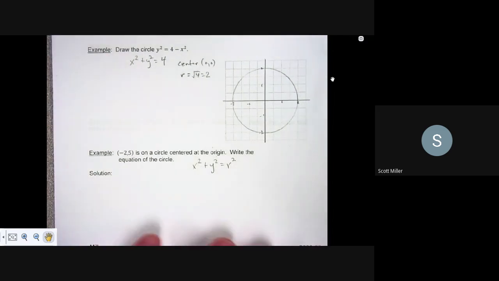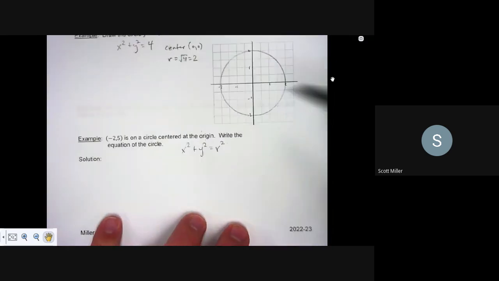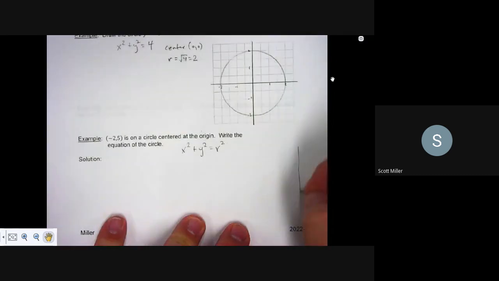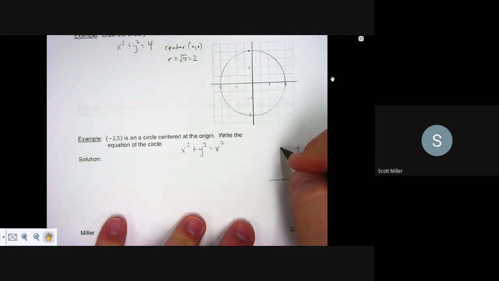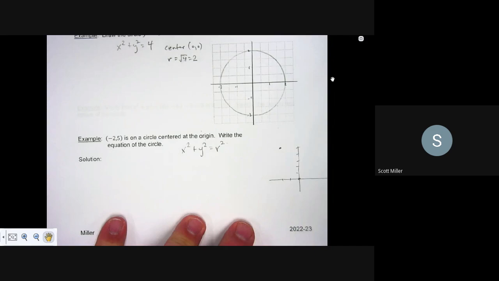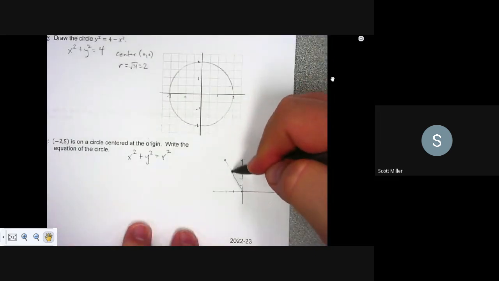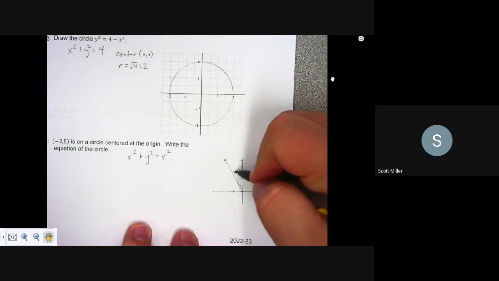To help us find the radius, my recommendation is that you draw a quick sketch of this point so you kind of see where it's at. So here's my center. If I go over here, 1, 2, and then up to 5, 1, 2, 3, 4, 5, then that right there is a point that is on the circle, which means this is my radius, r, and we want to find that.